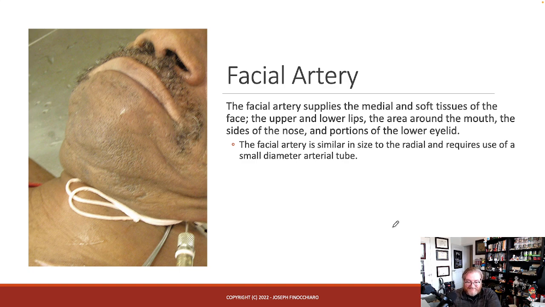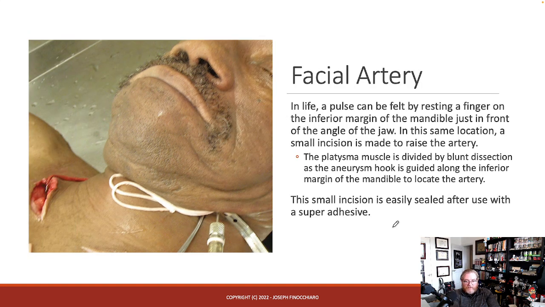The facial artery is similar in size to a radial artery, where you take your pulse, and requires the use of a smaller diameter arterial tube, which is why it is useless for full body injection. It is too small for that, just like a radial is really useless for that. If you wanted to feel a pulse using this artery, you can. Rest a finger on the inferior margin of the mandible, just in front of the angle of the jaw, and that's where you also make the incision.